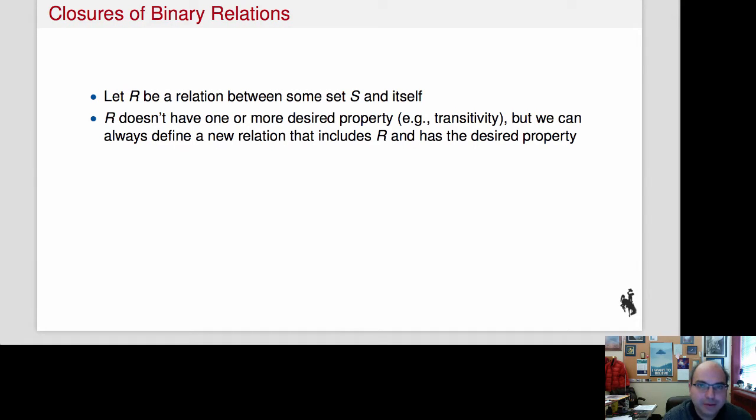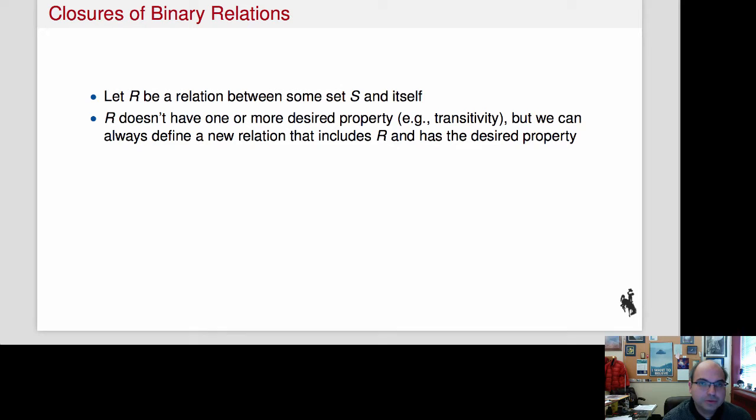So consider this scenario. We have a relation R from some set to itself, and we've seen some properties that R could have. It could be symmetric, it could be reflexive, it could be transitive. But let's suppose that it doesn't have some property that we really want. For example, I really want R to be symmetric, but it's just not. So what can I do? Well, we're going to talk about a general solution of that in this unit.